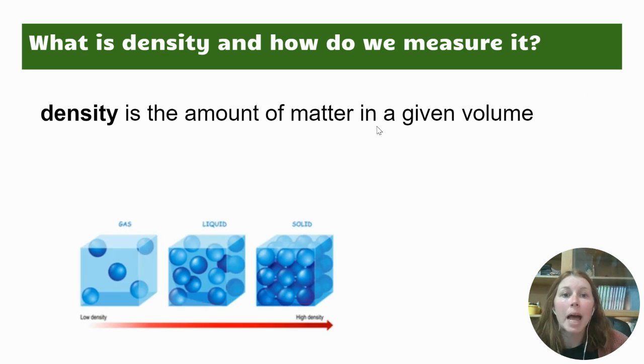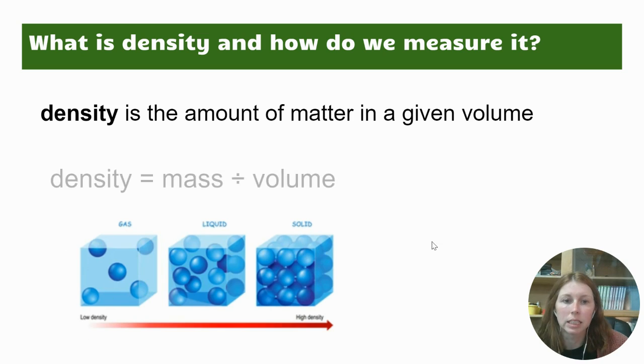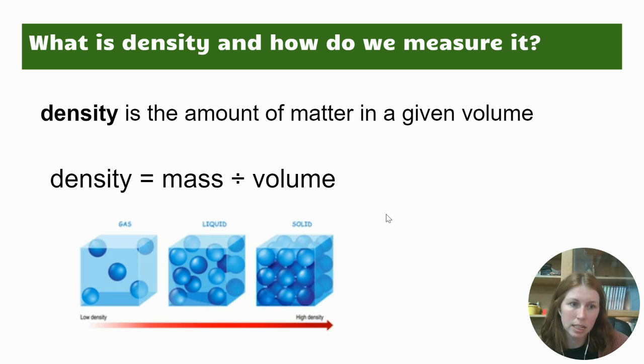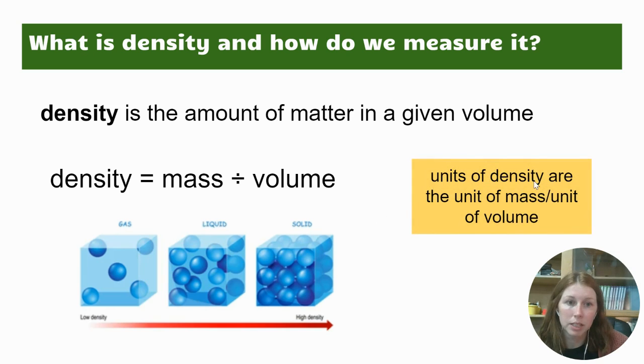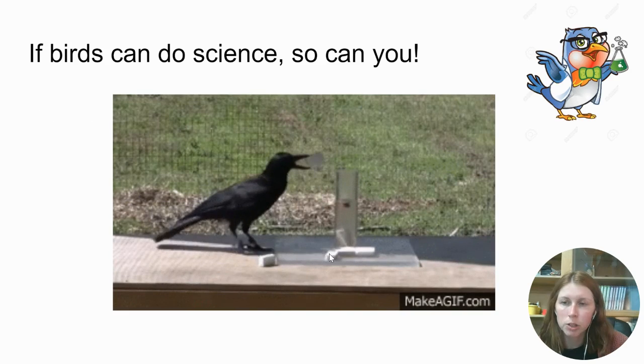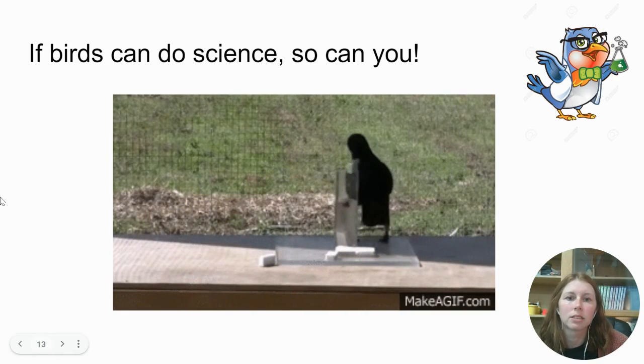Density is the amount of matter in a given volume. So here is a low density object. Here is very high density. You find density by finding the mass divided by the volume. So you find the mass of an object, you find the volume of the object, you can find the density. The units of density are the unit of mass per unit of volume. So if birds can do science, so can you.